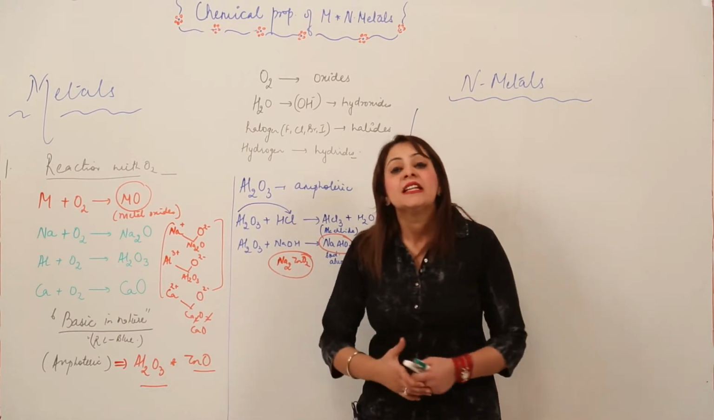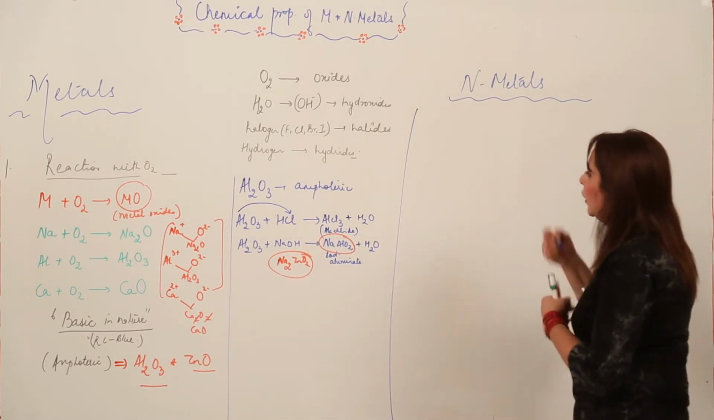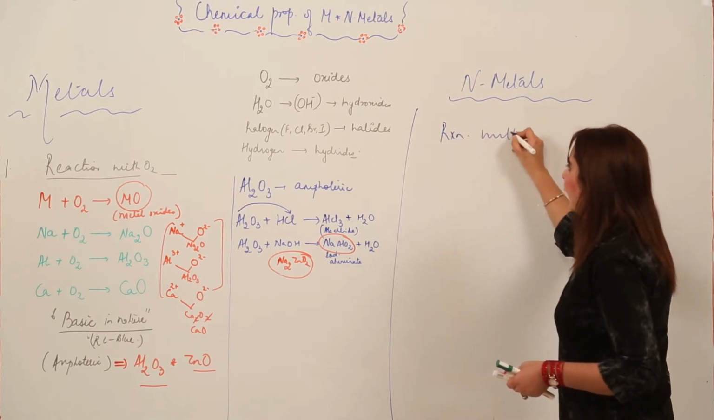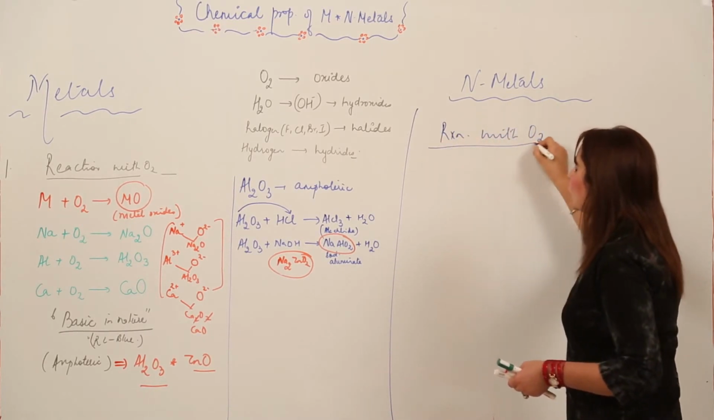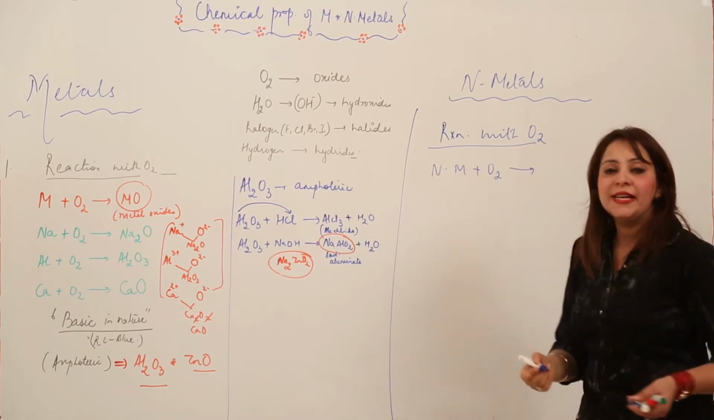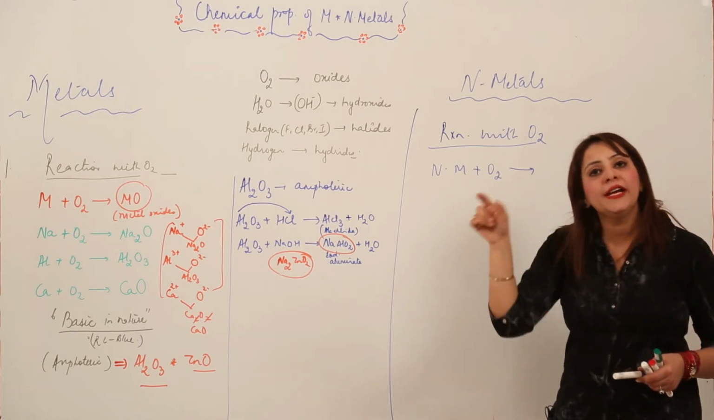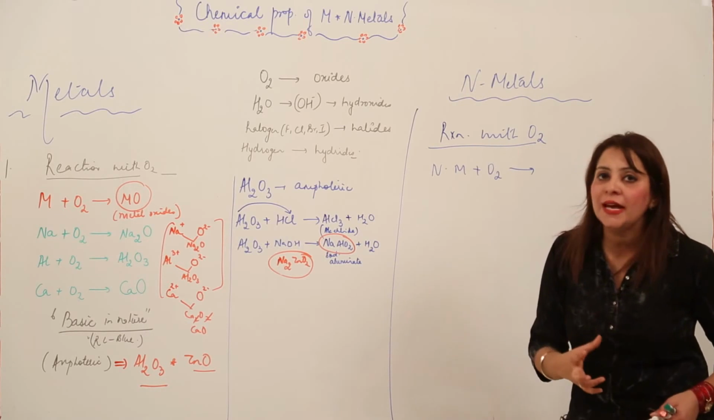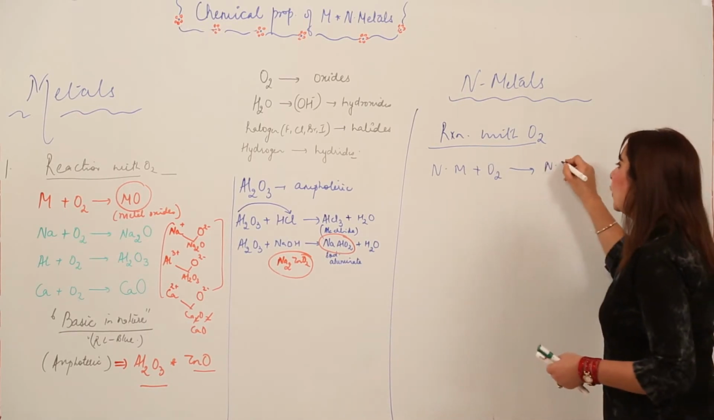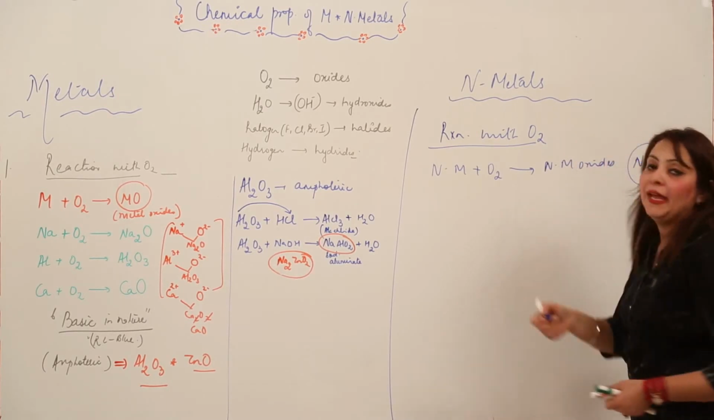Now let us see how non-metals react with oxygen. So what happens? Again we are doing a similar reaction with oxygen. So what happens when a non-metal reacts with oxygen? They form, obviously as I told you, when anything reacts with oxygen it gets crisscrossed with the O2- ion and forms its respective oxide. So as in this case a non-metal is reacting with oxygen, obviously we will be getting a non-metal oxide with the general formula NO.